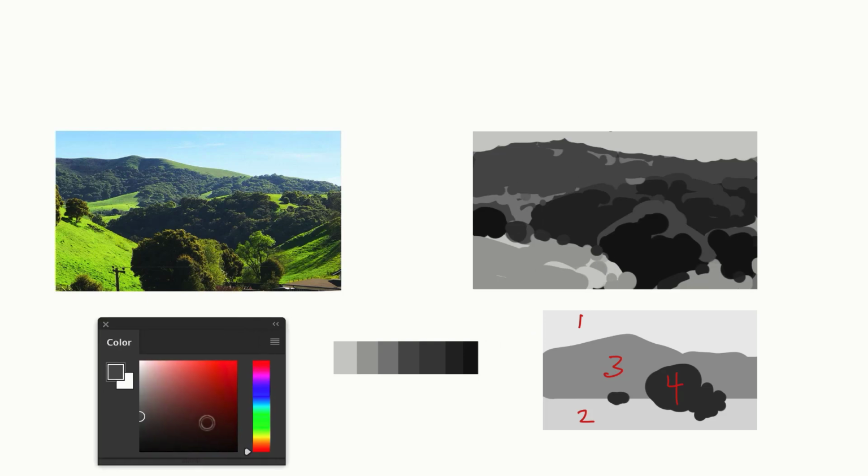As I'm using this, notice as we step back, once again, the 1 value is the sky, the ground plane's the 2, the angled plane of the hill is the 3, and the upright plane of the trees is my 4, which is my darkest.